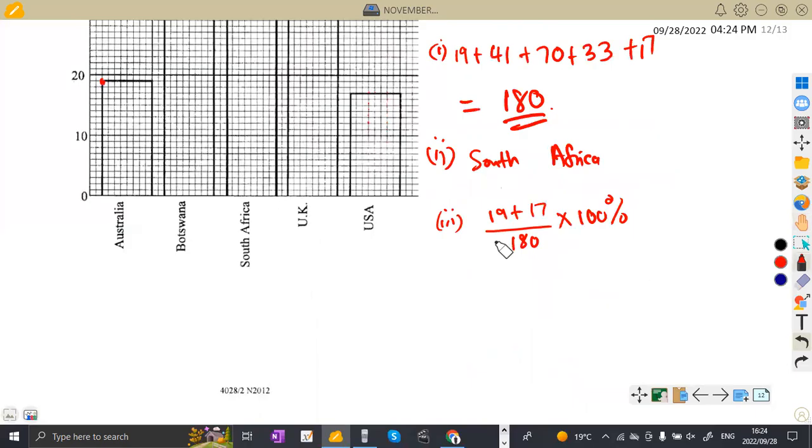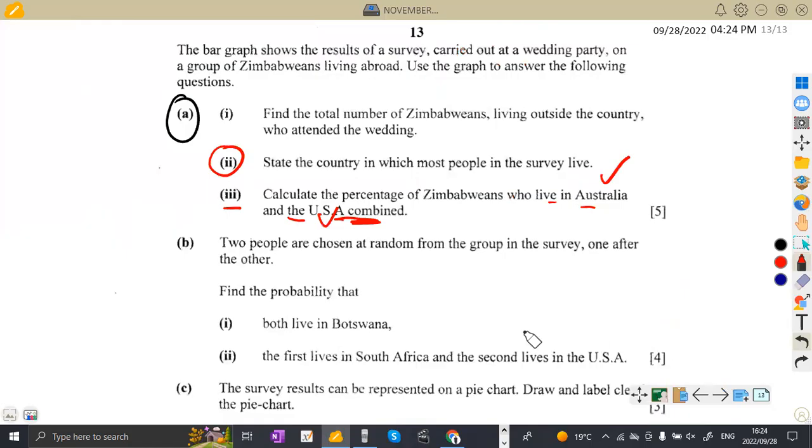So if we add 17 and 19 together, we're going to have 36 over 180, whatever that we get, we multiply by 100%, which is going to give us 20%, if I'm not mistaken. So that would be 20%. All right. So as you can see, very direct, but you need to be very specific on your calculations. So let's see the other part.